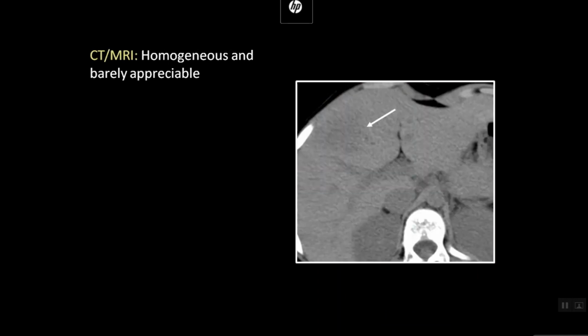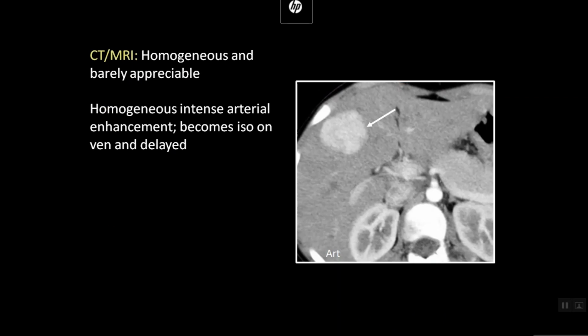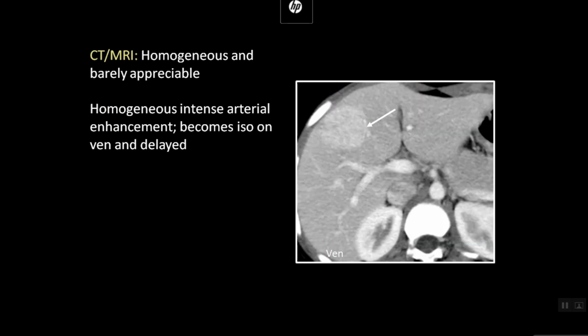Okay, on the CT or MRI, as I said, on the non-contrast images, it will be pretty much homogeneous, very difficult to appreciate. But on the arterial phase, because it has this aberrant vessel, it will be extremely enhancing, right? So generally this is the classic thing, homogeneous intense arterial enhancement. Okay, so you see this and this is an FNH, and it will become pretty much iso, sometimes slightly hyper on the venous and delayed.